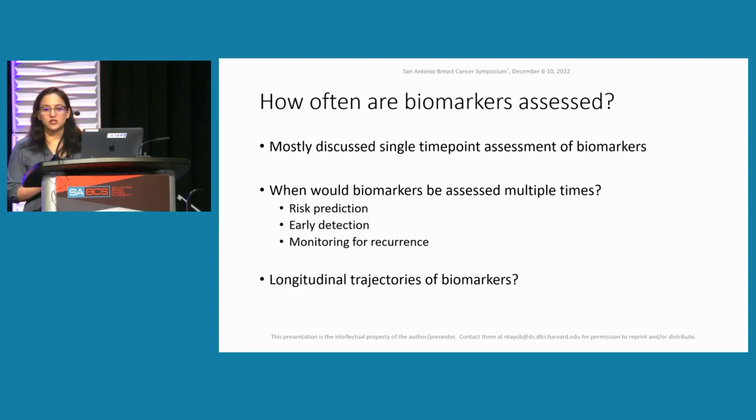So we can think of risk prediction, early detection, monitoring for recurrence, and the longitudinal trajectories of these biomarkers could have a lot of information that could help us further tailor the interventions based not only on the patient's marker at a single time point, but on the changing trajectory of that marker in that particular patient. And so this is obviously another whole talk itself, but I just wanted to put it out there for people to consider that we want to take advantage of all the information we have available in these patients.